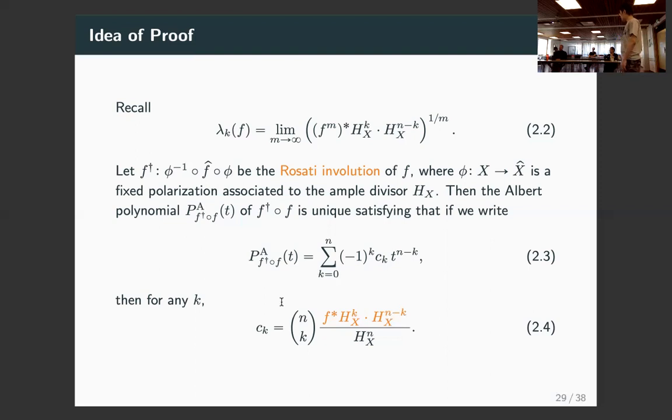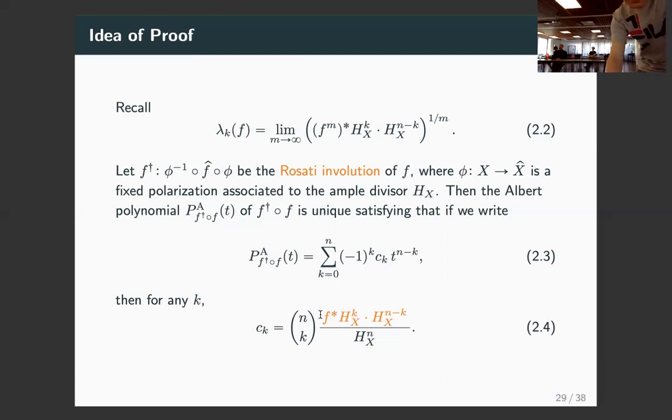You cannot divide by a divisor. Oh, no, it's not divided by a divisor. So it's Hx to the n. Yes, the number, Hx to the n, and it's a fixed number. So if you fix an ample divisor, you get a fixed number. So it's a rational number. Yes, yes.